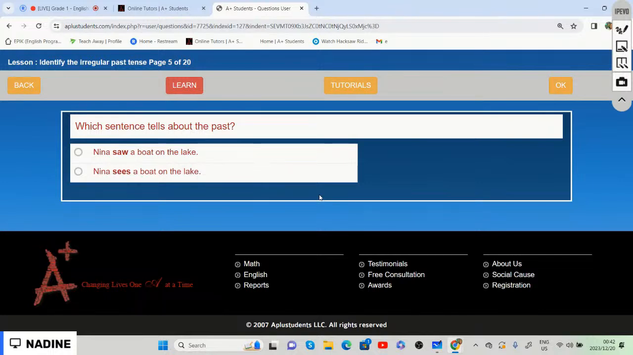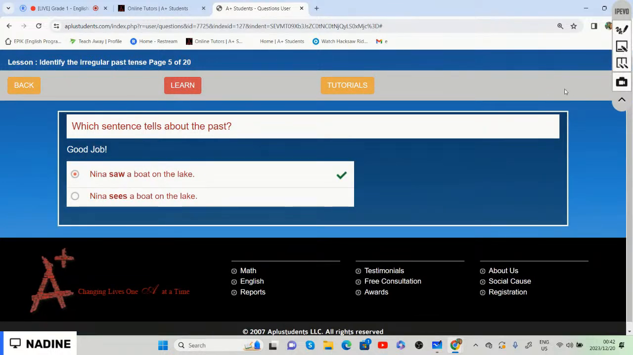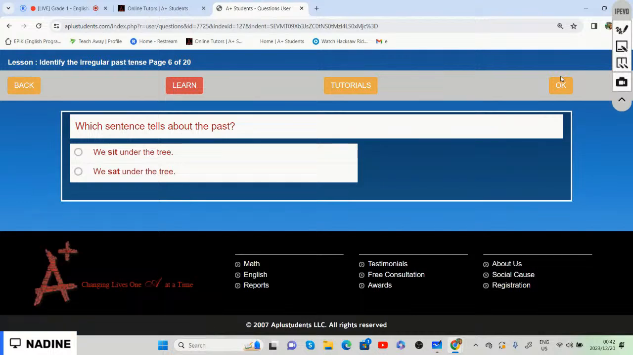So if we were to identify the verb that tells us about the past, we can say Nina saw. Because see is something I do now, and in the past I saw. So Nina saw a boat on the lake. So saw is basically it tells us about the past.